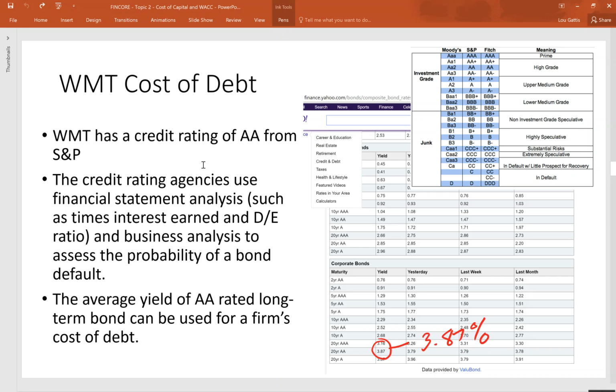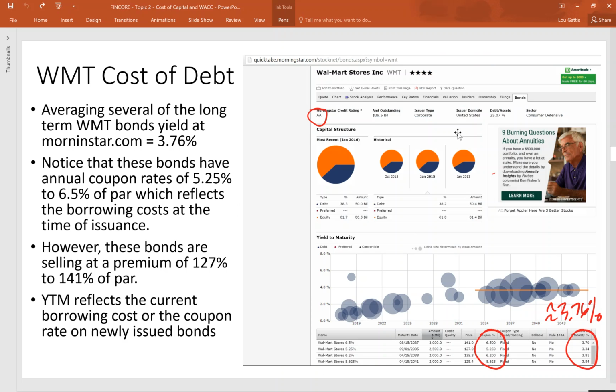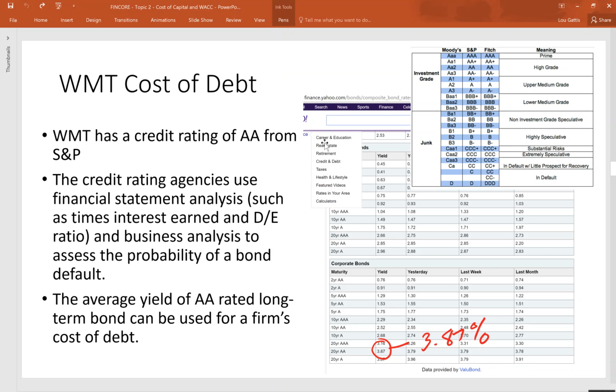Another way to do it: on the last website, it said Walmart was a AA rated firm, and I went to the S&P website and saw that indeed it was rated AA for its long-term debt. S&P is a ratings agency. There are 3 main rating agencies, S&P, Fitch, and Moody's, and each has a rating schedule. AAA is the highest rating.